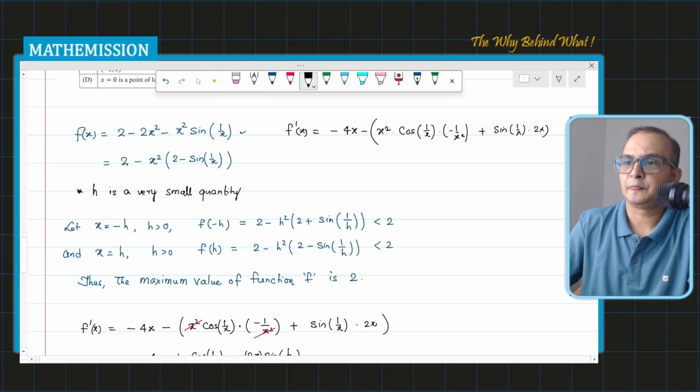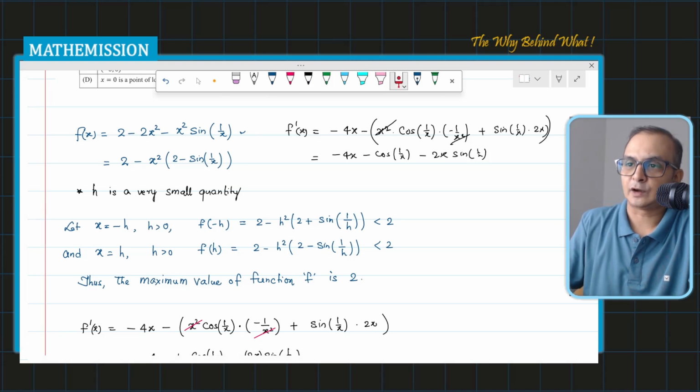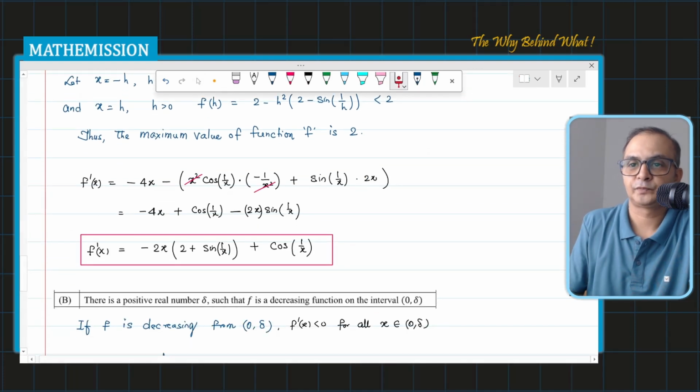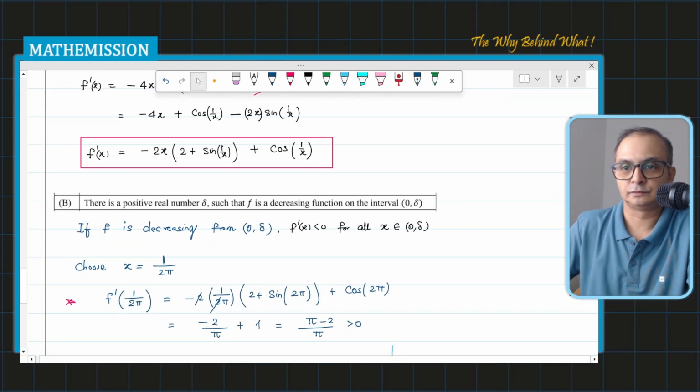You can notice that this x square and x square will get cancelled, and after that I'm opening this bracket, so I'll get negative 4x, and this is minus cos 1 by x, and the minus 2x sine 1 by x. So this is our derivative, and I'm writing it here in a simpler way, taking this minus 2x common from these two terms to write this thing. The purpose behind it, I'll just show you.